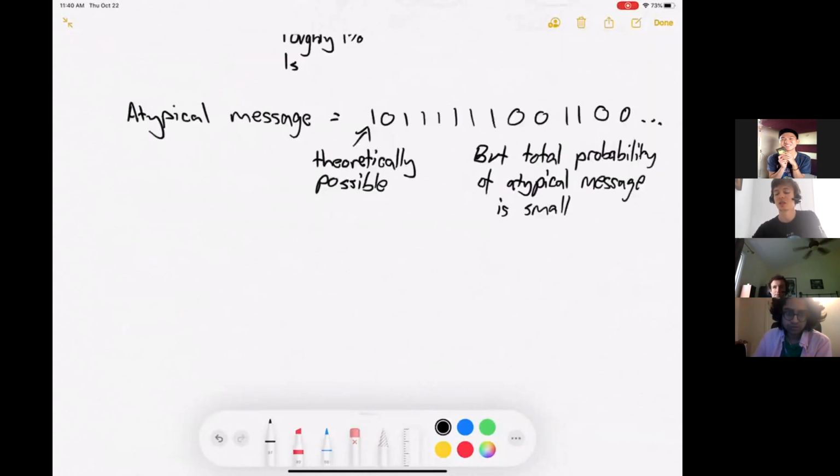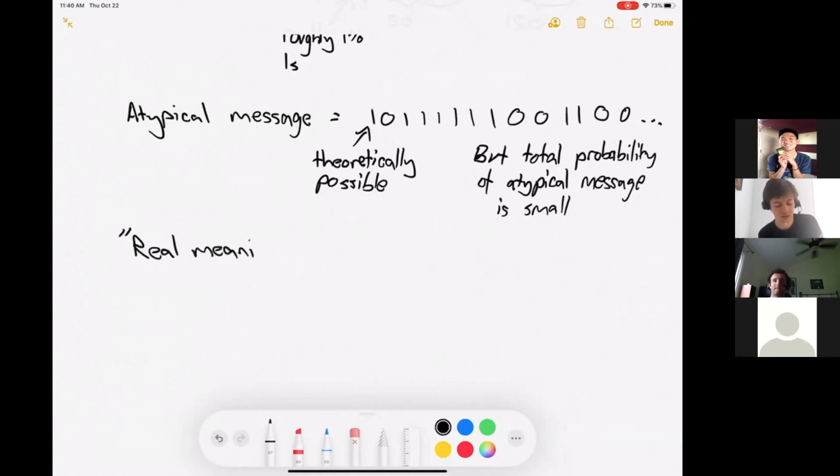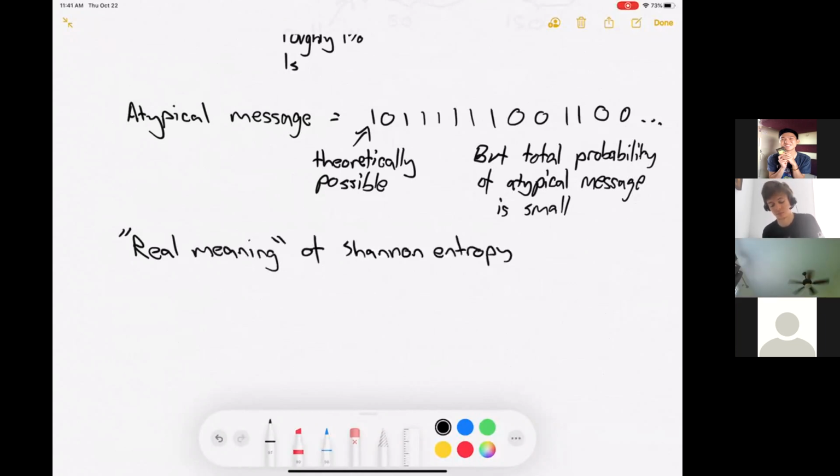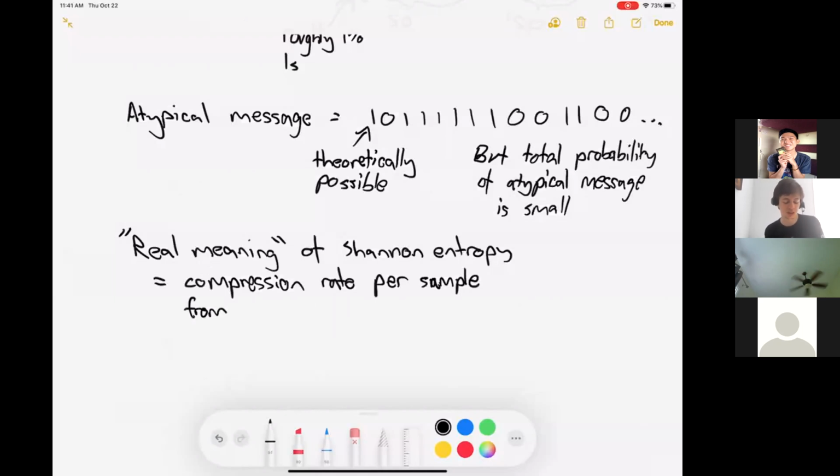Okay. So this is really the sort of real meaning of the Shannon entropy. It's the compression rate per sample from the distribution. We have some probability distribution, and we're sampling from it lots of times, and we're trying to send the information about all the samples, and it's the rate at which we can compress those results. Okay.